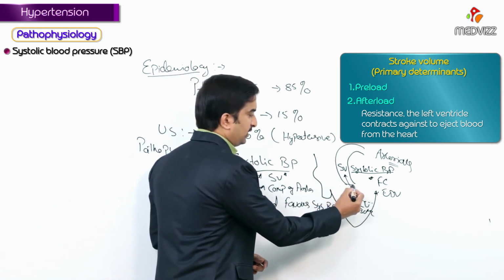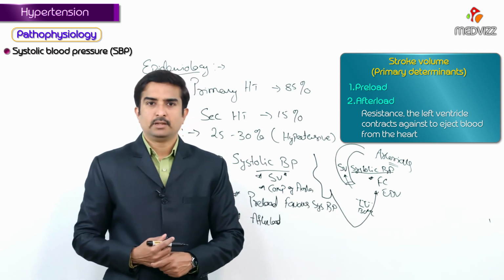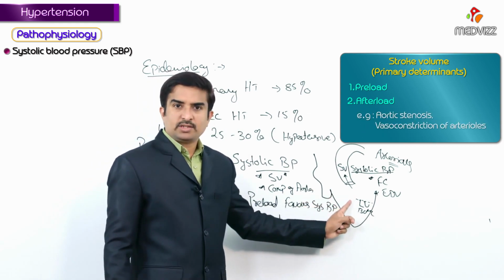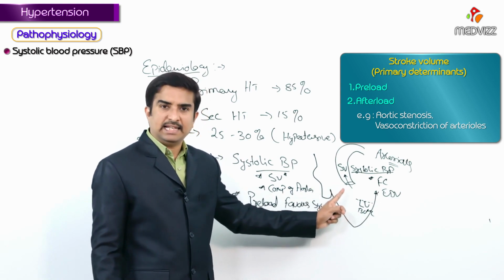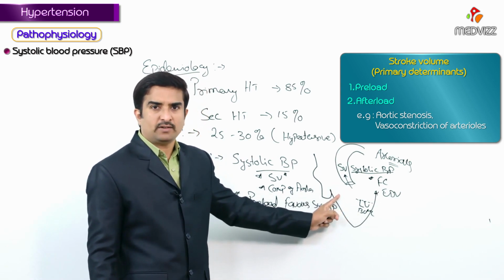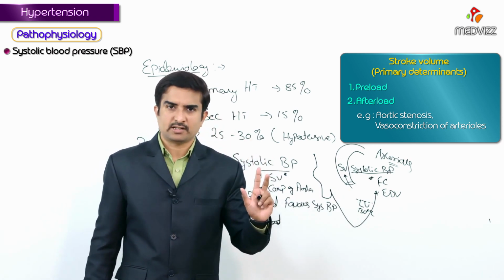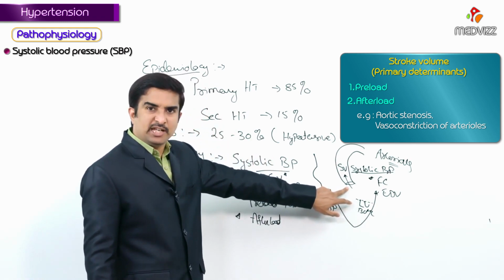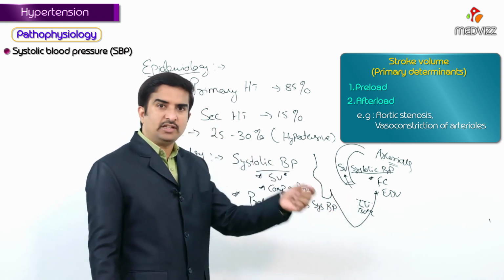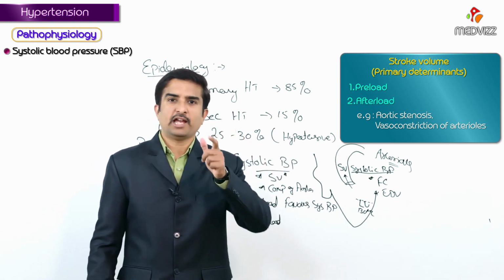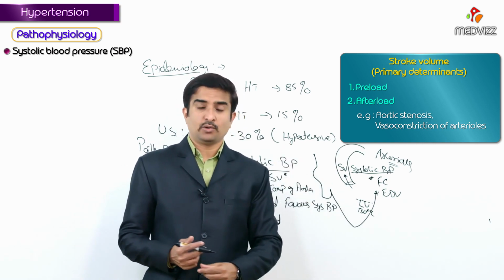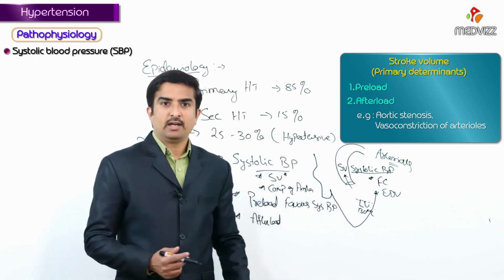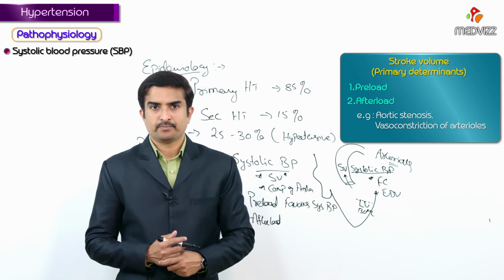There is a stenosis of the aortic valve over here. So aortic stenosis is an afterload that is present at the level of the aortic valve, right? What is the afterload? Afterload means resistance. So resistance has been offered at the level of the aortic valve in aortic stenosis. So this is one of the best examples. Aortic stenosis is one of the best examples for the explanation of afterload.